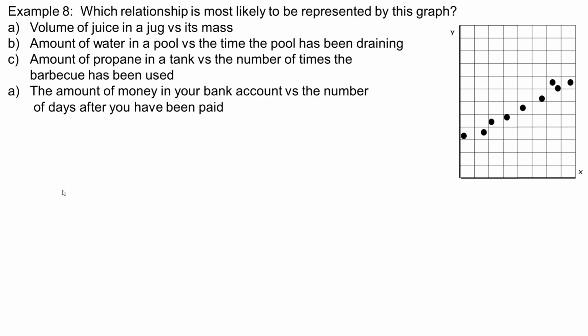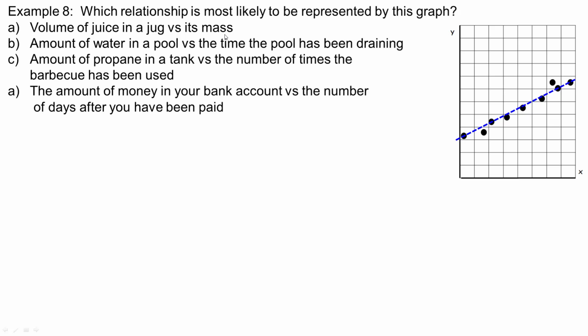So it says which relationship is most likely to be represented by this graph. So we have a scatter plot here. It does look pretty linear. If you draw a line of best fit, probably looks something like that. That touches most of the points with one below and one above. And when you draw a line of best fit, you don't want to have a whole bunch on one side that aren't on the line and only one or two on the other side. So that's a pretty accurate line of best fit.